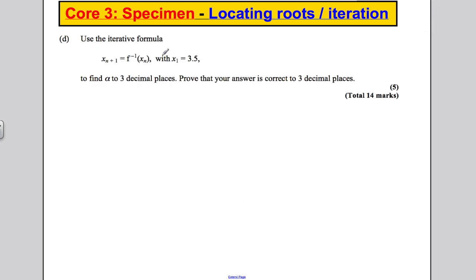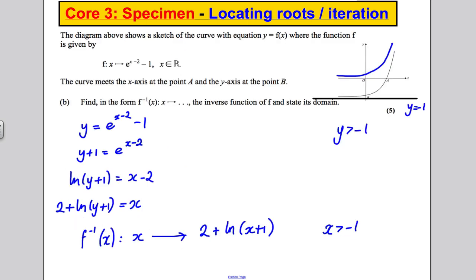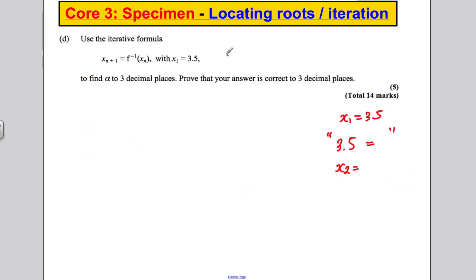And the last part, we are asked to use this iterative formula to find alpha. So the first thing we do is we are told that x1 is equal to 3.5. So type in your calculator 3.5 equals, and then to work out x2, etc., we're working out f to the minus 1 of xn. Well, f to the minus 1 is 2 plus ln of x plus 1. It's this here. That's f to the minus 1 of x. So this really, I should have translated this straight away.